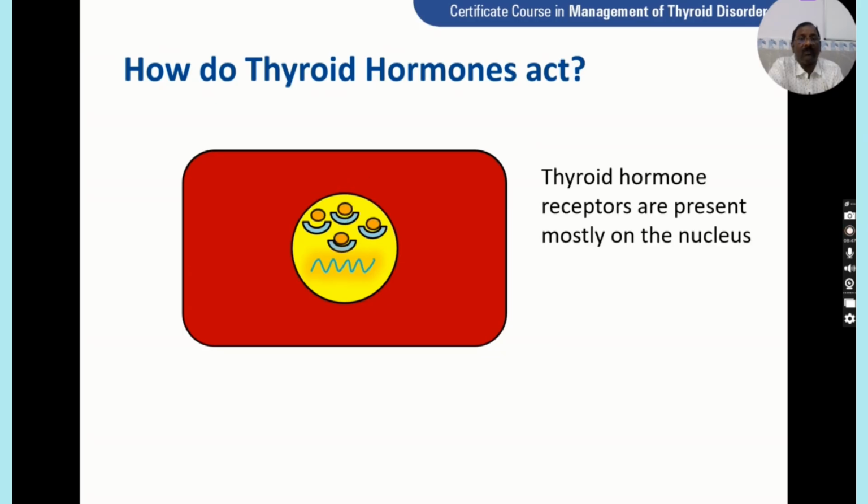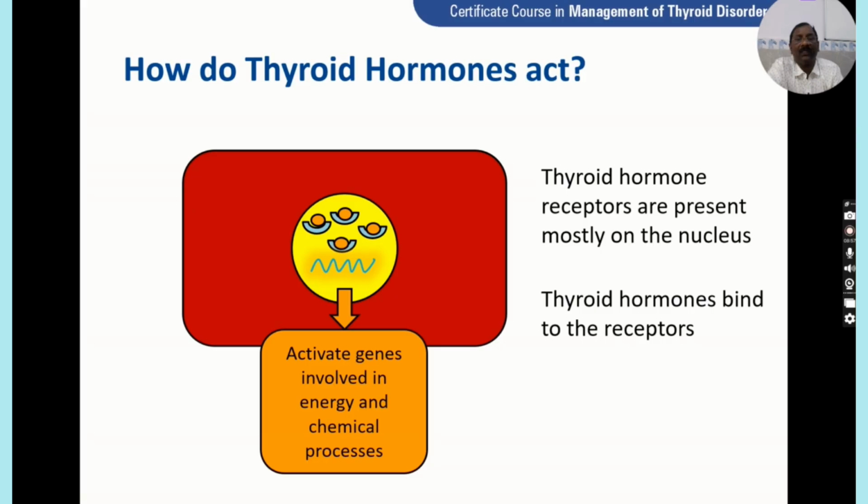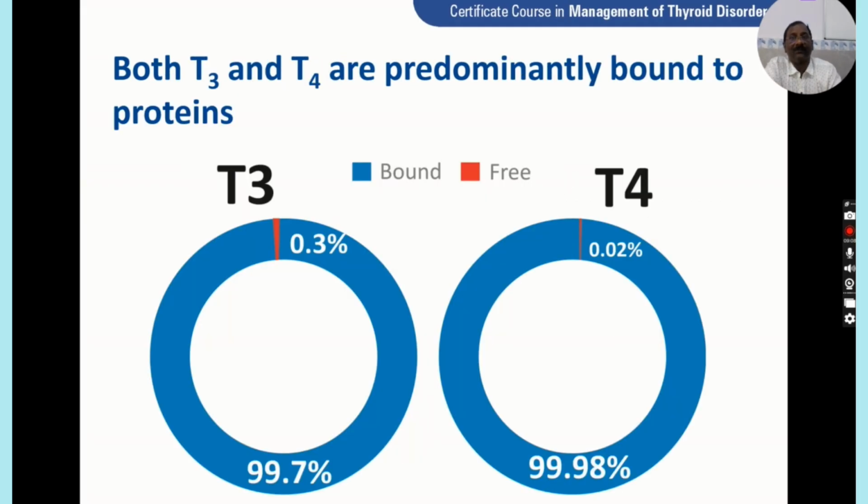So how do the thyroid hormones act? The thyroid hormone receptors are present mostly on the nucleus. These hormones bind to the receptors, and then they activate the genes involved in energy and chemical processes. Each and every tissue in the body needs the thyroid hormones for its fuel efficiency.